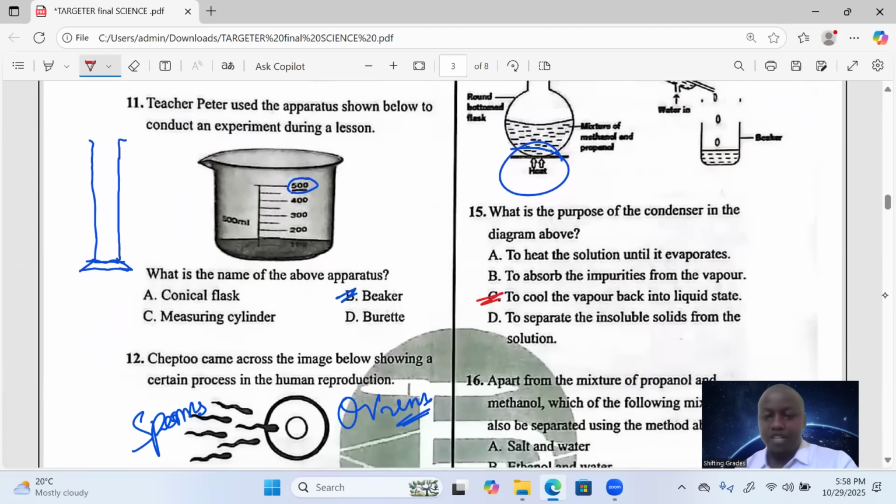Not salt and water, not acetone and chloroform, not paraffin and water. Actually, paraffin and water are not even miscible. So we talk about option B being the most appropriate.